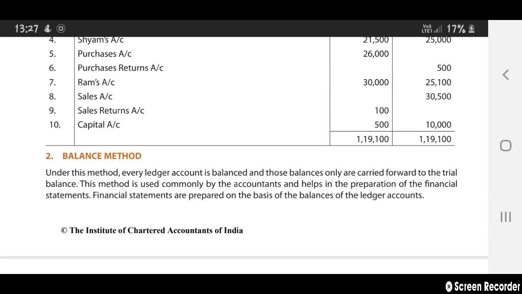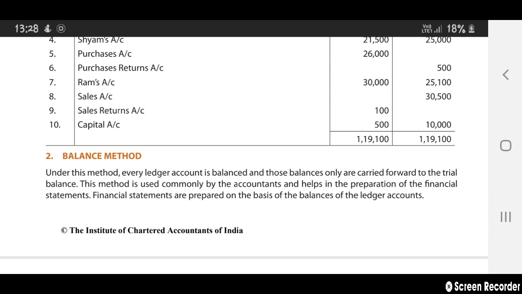So, balance method. In this method, every ledger account is balanced. You will balance every ledger account, and only those balances are carried forward to the trial balance. Those balances only are carried forward to our trial balance, and this method is commonly used by accountants.